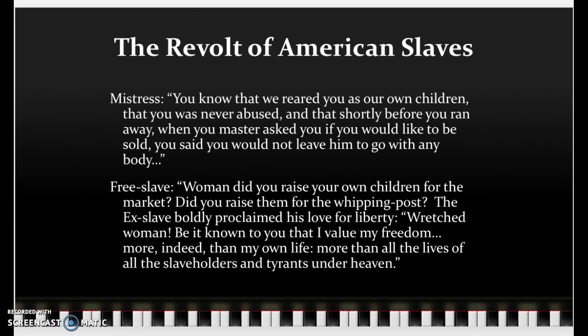To which the now free slave responds, "Woman, did you raise your own children for the market? Did you raise them for the whipping post?" The ex-slave boldly proclaimed his love for his liberty. "Wretched woman, be it known to you that I value my freedom more indeed than my own life, more than all the lives of all the slaveholders and tyrants under heaven."